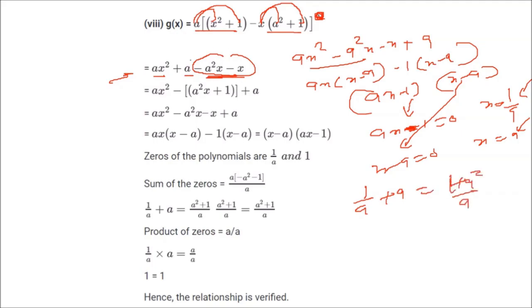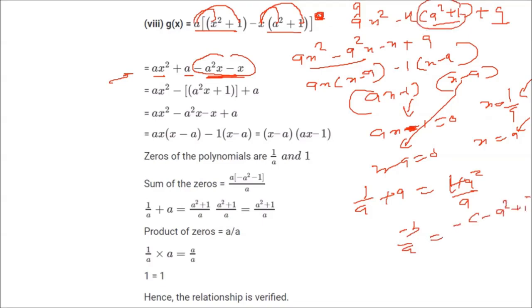And when you see here, our final equation is a x square minus x times a square plus 1, plus a. So this is our final equation. So a is a, b is minus of a square plus 1, and c is a. So what will be the sum, minus b by a? What is minus b? Minus of minus a square plus 1. So it is a square plus 1 by a.